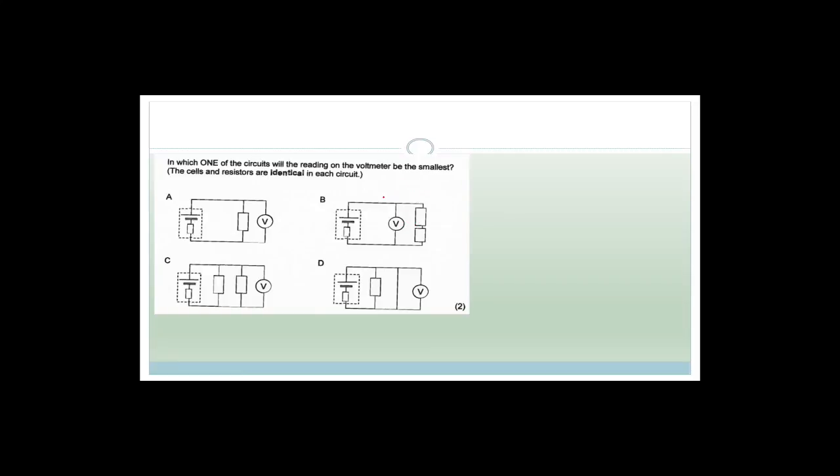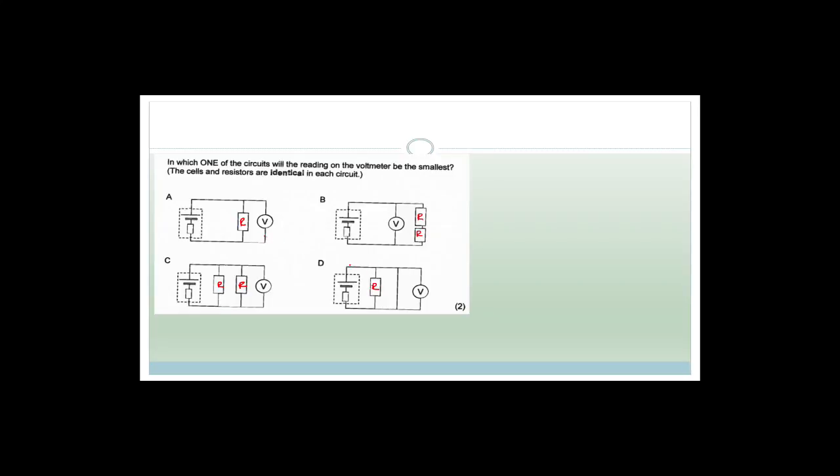It says, in which one of the circuits will the reading on the voltmeter be the smallest? This is a multiple choice, not a multiple guess. It says the cells and the resistors are identical in each circuit. So let's pretend that this is R. We've got 2R, we've got R, and we've got R and R.